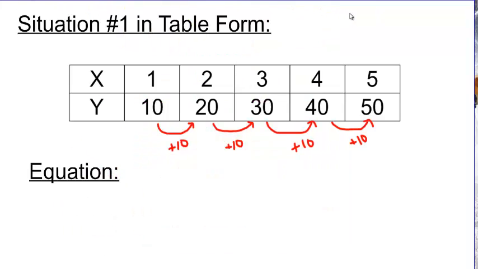The first kind of situation that we'll have to write equations from is in a table. If we look at the table below, we can see that as x moves up steadily by 1 each time, y is moving up by 10. We're adding 10 each time.